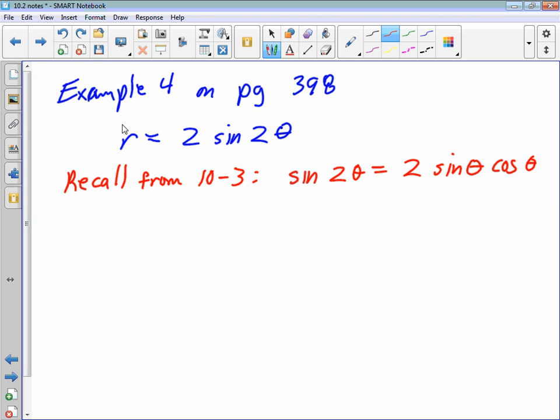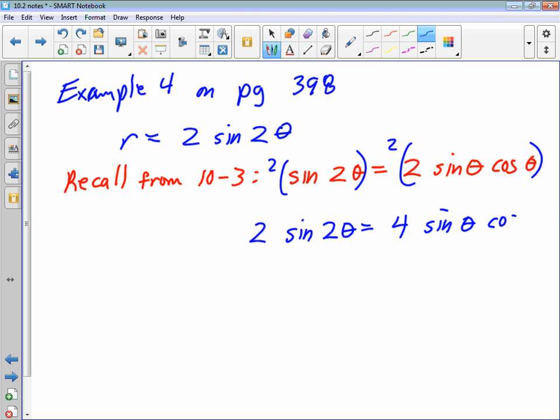So right here, we have 2 sine 2 theta. So if we just multiply everything here by 2, both sides of the equation, we can get 2 sine 2 theta equals 4 sine theta cosine theta. And that's where the author is going with that. Now, further, and then the next one might hit you too, I don't know.